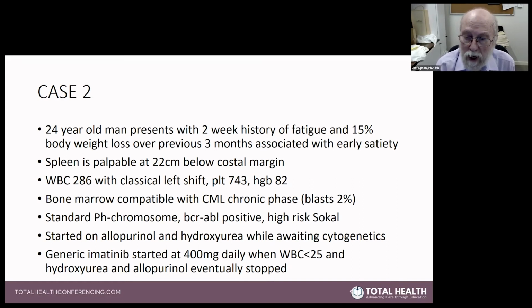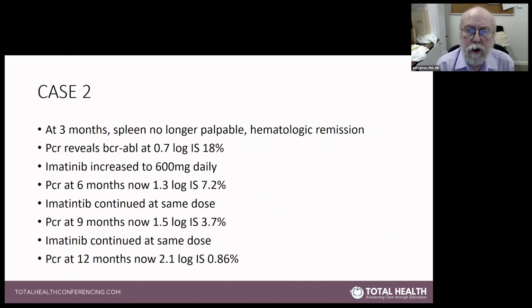When the white count was down below 25, this is when imatinib starts. Starting imatinib at a higher dose often takes longer to capture. And the hydroxyurea and allopurinol will eventually stop. At 3 months, he no longer had a palpable spleen and was in hematologic remission, at a 0.7 log reduction, or international standard of 18%.